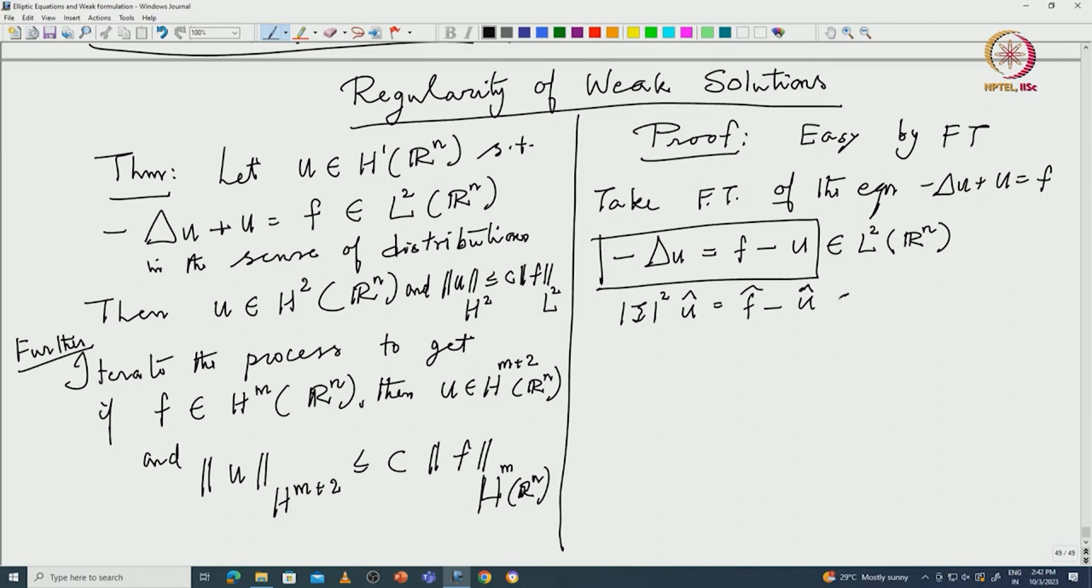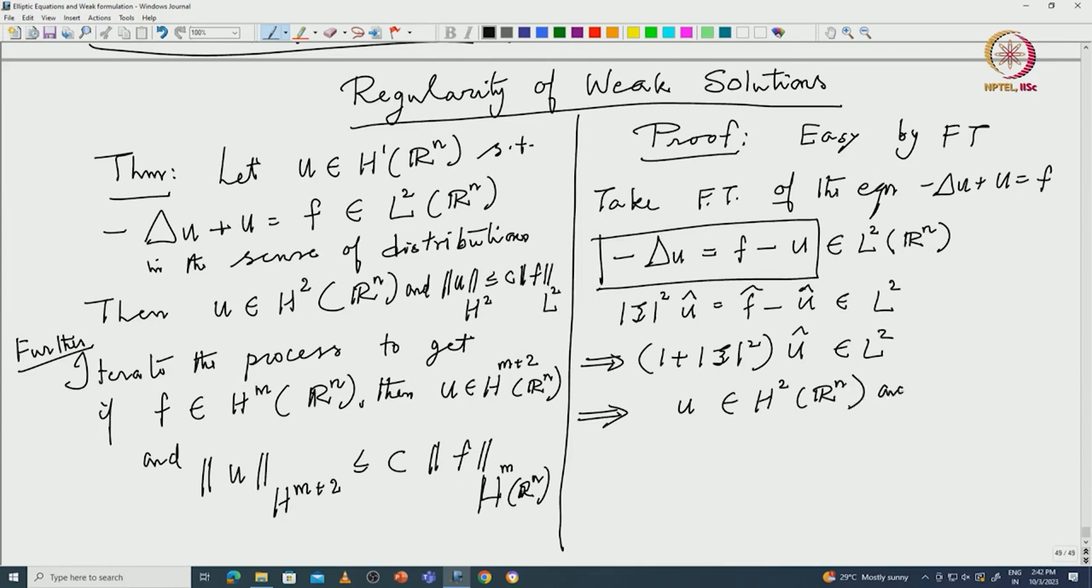u hat is in L2, you see. So that implies u hat is already in L2. So that implies (1 plus |psi|^2) u hat is in L2. This is precisely the condition that u is in H2 of R.